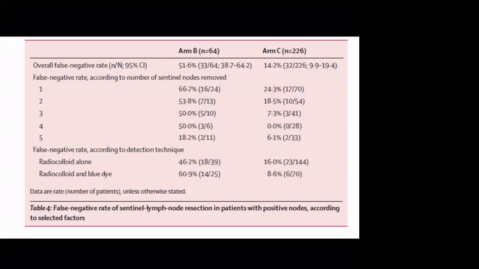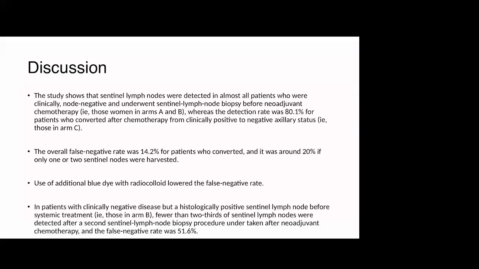The standard of care still happens to be, for clinically node positive, go ahead and do an axillary lymph node dissection. The overall false negative rate was 14.2% for patients who converted, and it was 20% for those with 1 or 2 sentinel nodes harvested. So as you increase the number of sentinel nodes removed, the false negative rates start coming down. Use of additional blue dye with radiocolloid lowered the false negative rates. As I said, it almost halves the false negative rates when you use a dual tracer technique. So that also was proven.